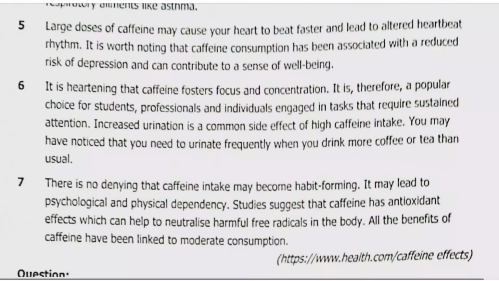There is no denying that caffeine intake may become habit-forming. It may lead to psychological and physical dependence. Studies suggest that caffeine has antioxidant effects which can help to neutralize harmful free radicals in the body. All the benefits of caffeine have been linked to moderate consumption.